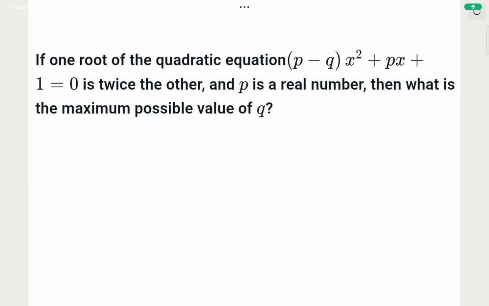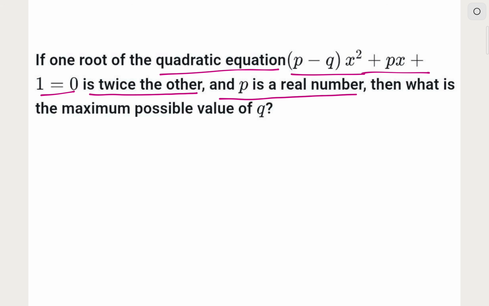In this question, we are given: if one root of the quadratic equation (p minus q) x square plus px plus 1 is equal to 0 is twice the other and p is a real number, then what is the maximum possible value of q? So we have to find the maximum possible value of q where p is a real number. It's a question of an NSAT mock test uploaded on the website NSAT 2026.